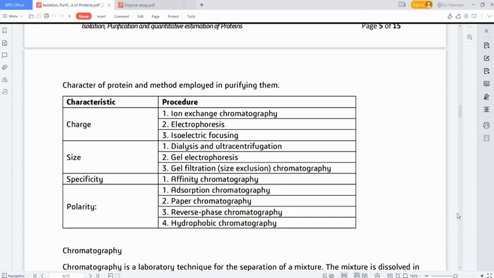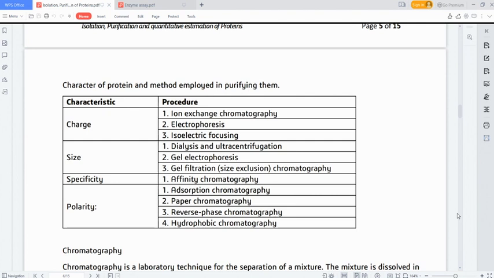Now we might decide to look at the characteristic of size. For size, we can look at ultracentrifugation or centrifugation in general, or dialysis. Sometimes with gel electrophoresis we can separate based on size, and then gel filtration or size exclusion chromatography can be used to separate proteins based on their different sizes.